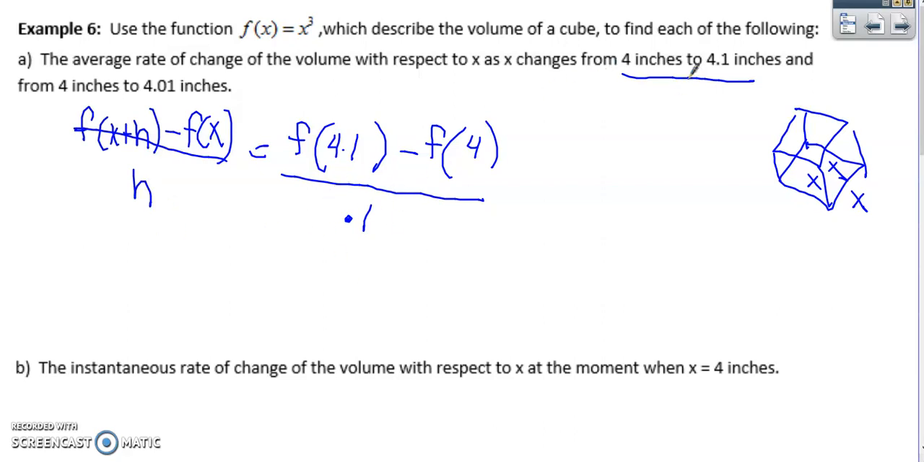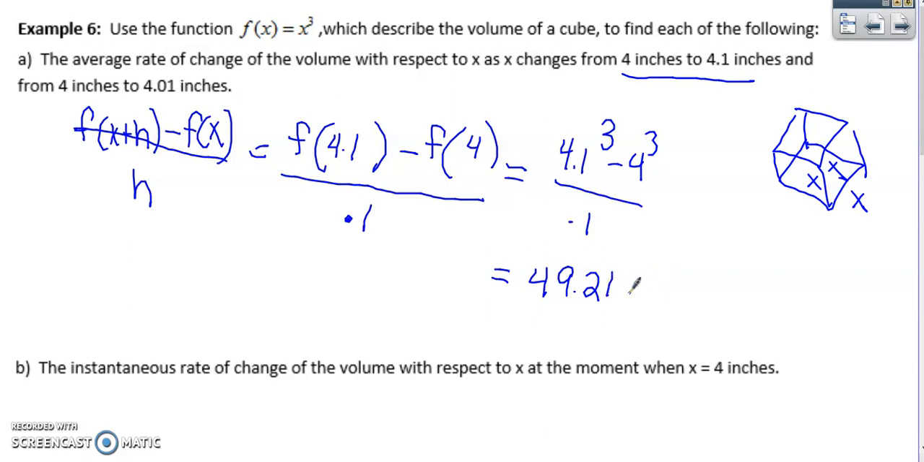Here we have a specific h. What happens as it changes from 4 to 4.1? So 0.1 is our change, our ending amount minus our starting amount. We're really finding slope here, exactly what we're finding, the rate of change. So we're doing 4.1 cubed minus 4 cubed over the 0.1. We plug that in our calculator and we get 49.21.